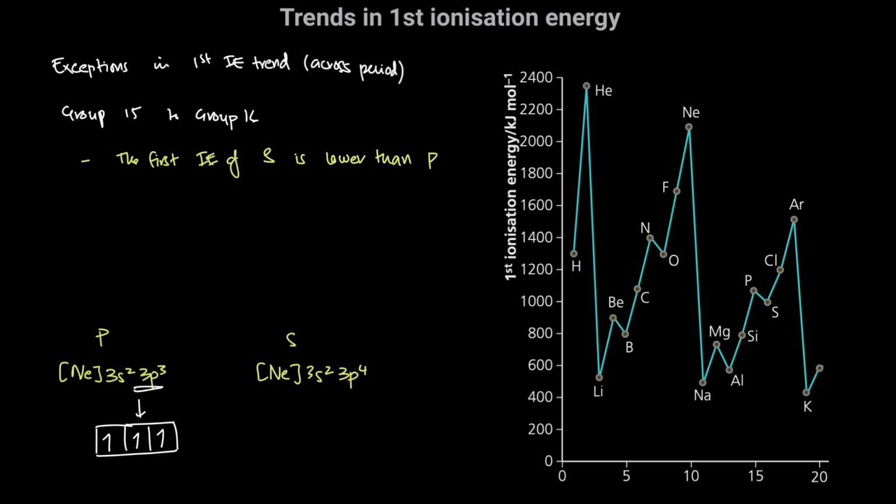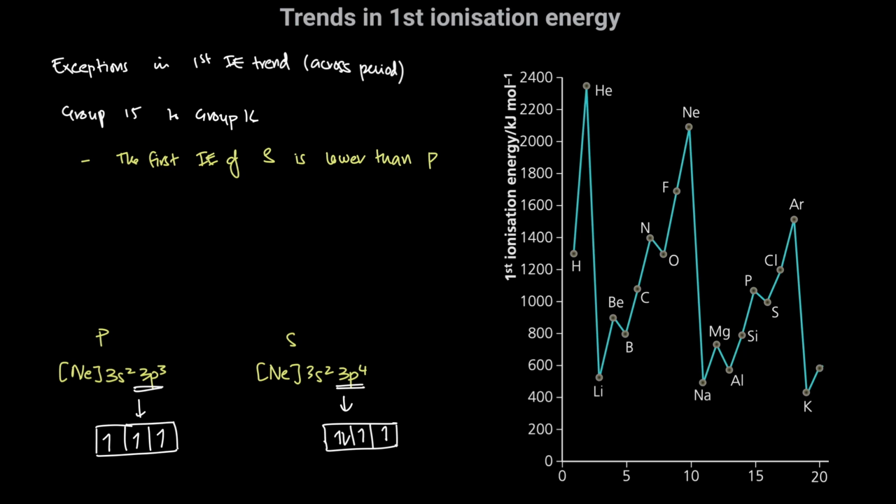Each of the p orbitals has a single electron. Now in a sulfur atom, we have this configuration ending with 3p4. So in the 3p subshell, again we have three different p orbitals, right? And what we see is that one of the orbitals has a pair of electrons. One of the orbitals has paired electrons.